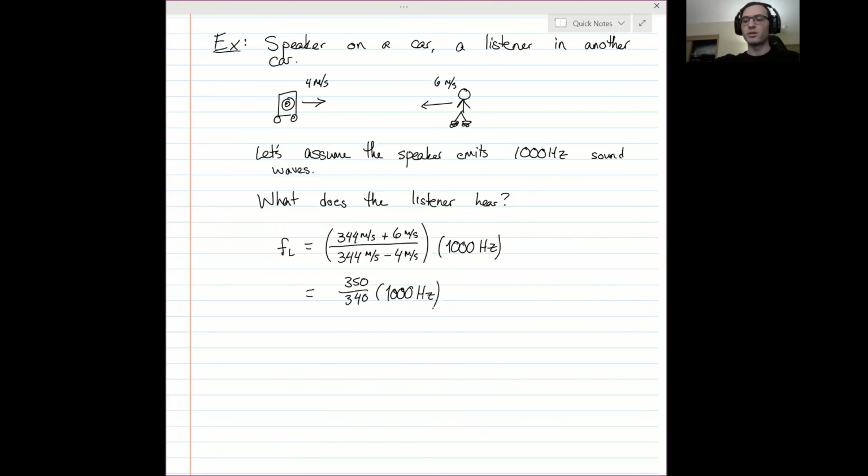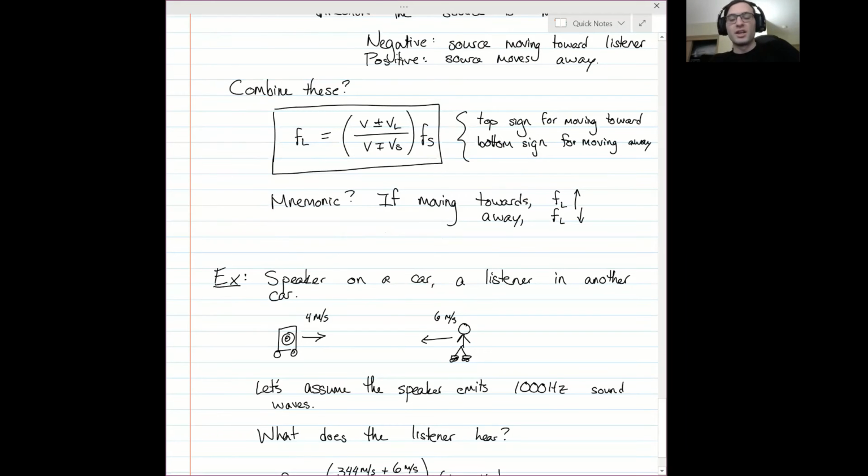So it is, the listener would hear a frequency of about 1,029 hertz, which is not a huge difference, but that's because the motion was slow. By the way, I should mention, if you are moving close to the speed of sound, lots of things go wrong. In particular, if the source is moving away from you at the speed of sound, you might not hear a whole lot.